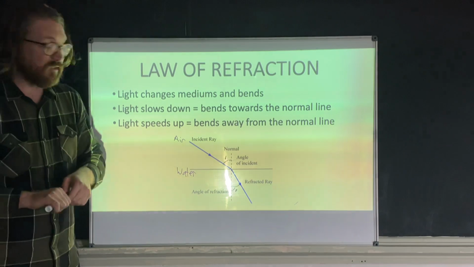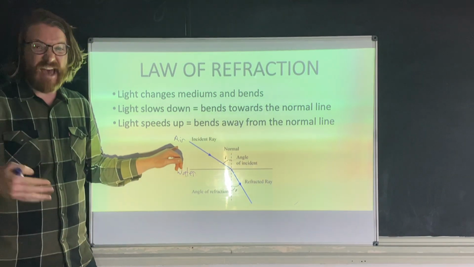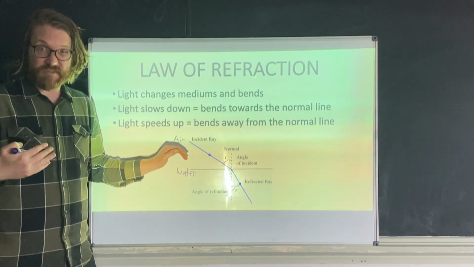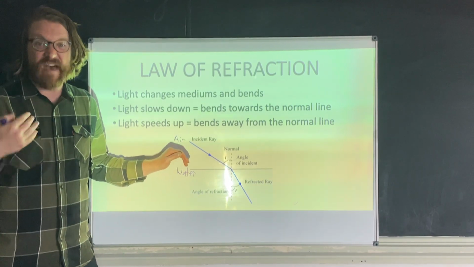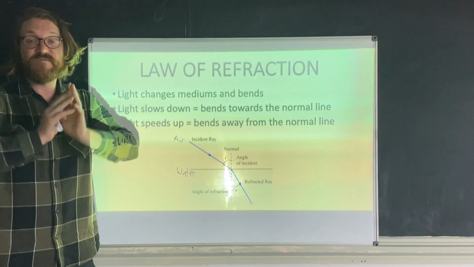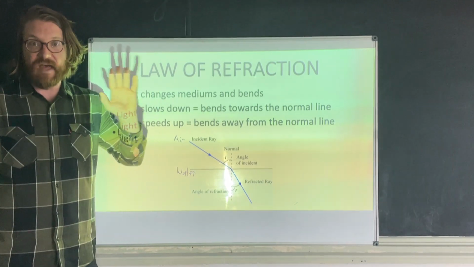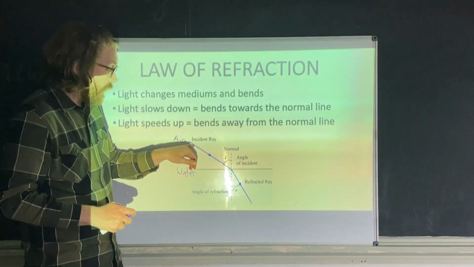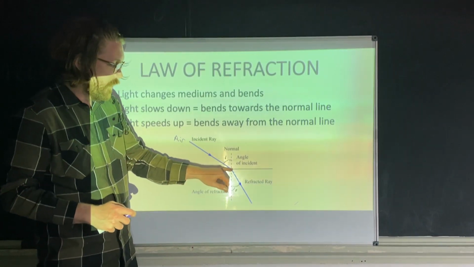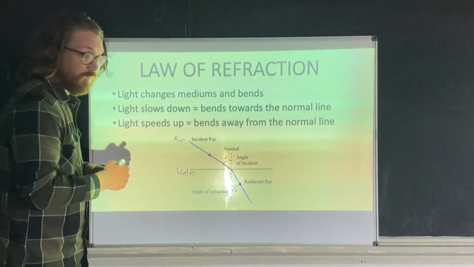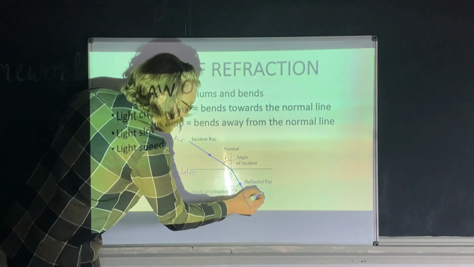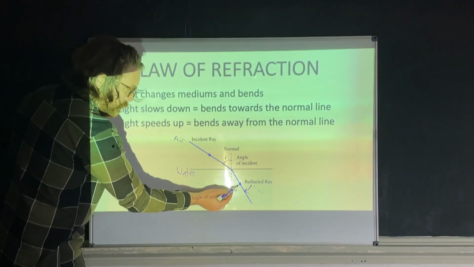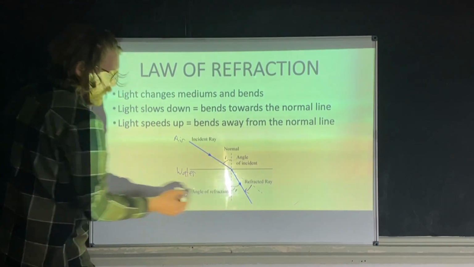Now, we learned last class that light waves travel faster through air and slower in water because air is less dense. Remember, light travels the fastest when there's the fewest amount of atoms in its way. So when the light wave goes through the air and it hits the water, it slows down. And like I said, when it slows down, it wanted to go this direction, but it's gonna bend towards that normal line. It bends towards the normal line when it slows down.